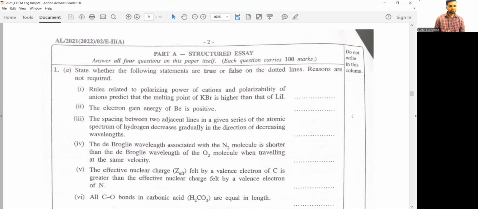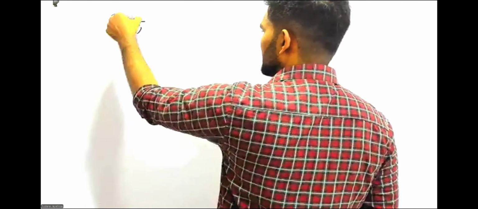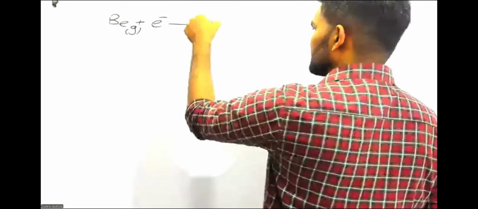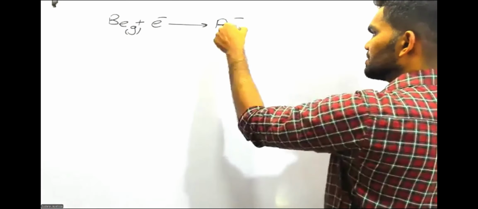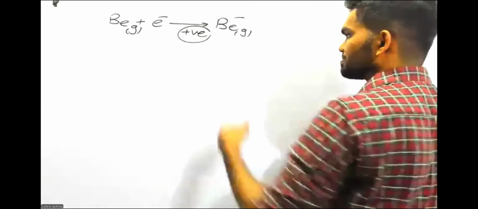Right. Look at that. The electron gain energy of beryllium is positive. Okay, so what does this electron gain energy mean? For beryllium, it means you take a beryllium gaseous atom and you give an electron to that. Then it will become beryllium minus. So this value is going to be a positive value.